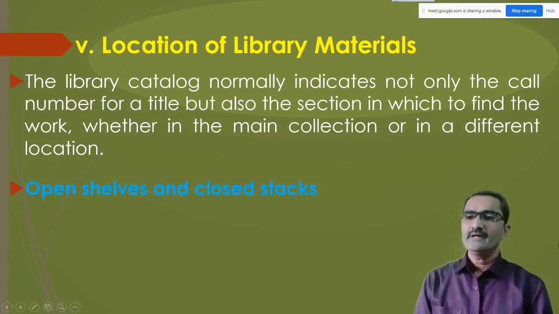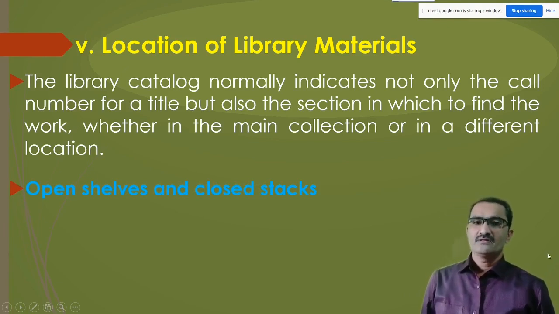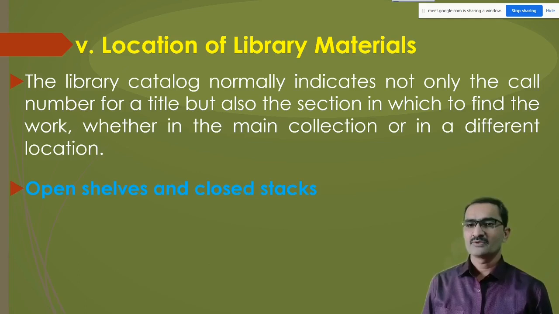So in a library, again, you will find that there are different kinds of cupboards or racks where the books are stored. You can find open shelves and closed stacks. So various kinds of shelves, racks and cupboards are available in almost all the libraries.